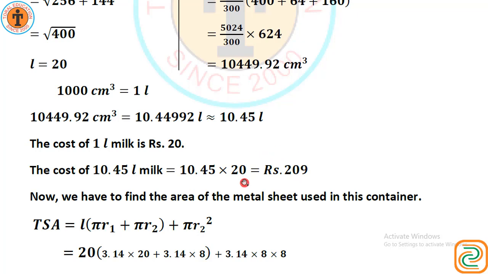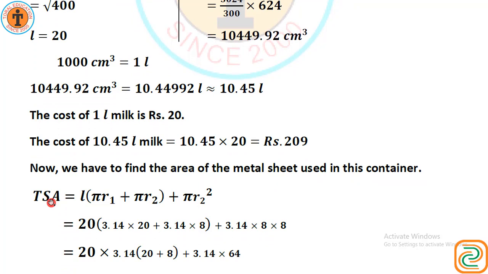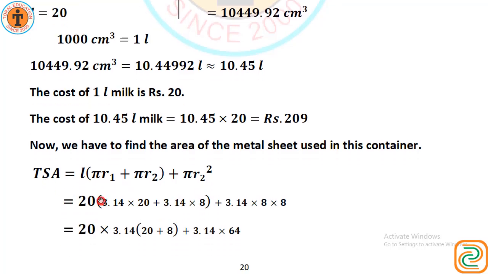But we also have to find the area of the material sheet used in this container. So total surface area, because one side is closed, therefore I have added here pi r2 square, right? Bottom side is closed. Here L into bracket pi r1 plus pi r2. You can also take pi L into bracket r1 plus r2. Okay, same thing. Here pi is 3.14. I have taken value of r1 20 and r2 8, right?